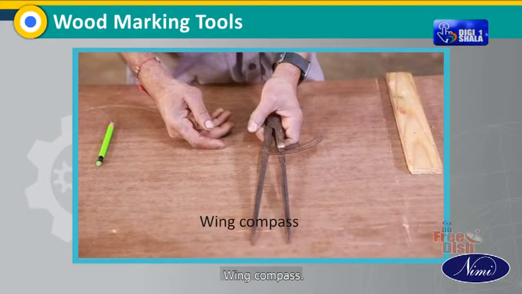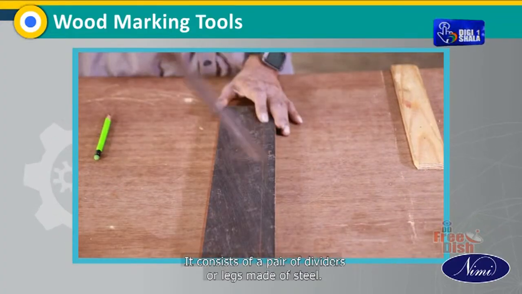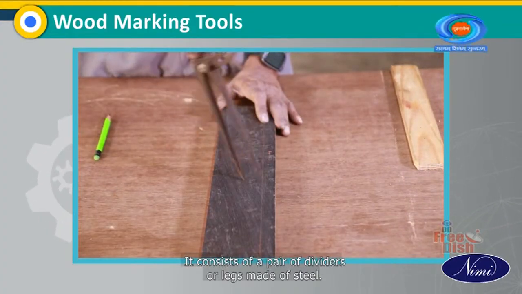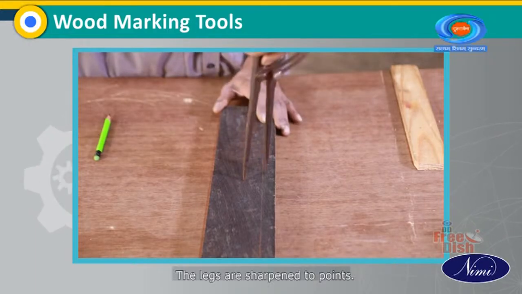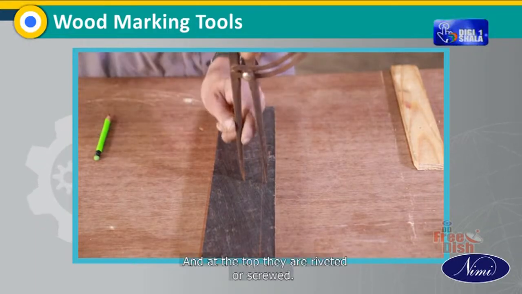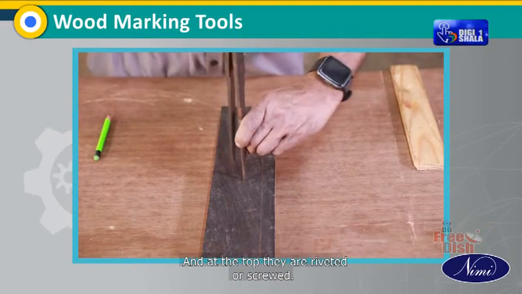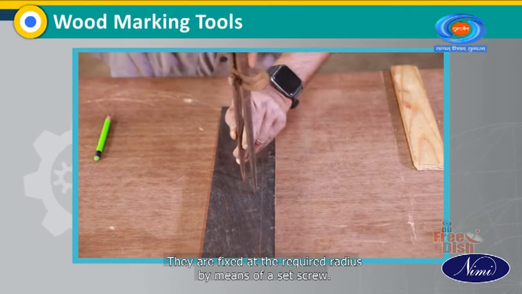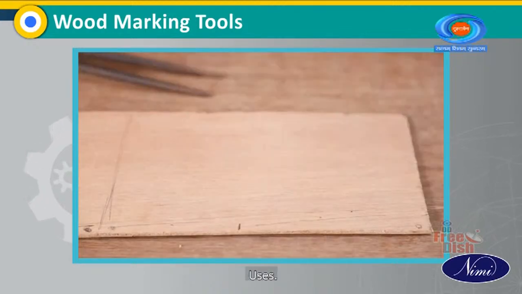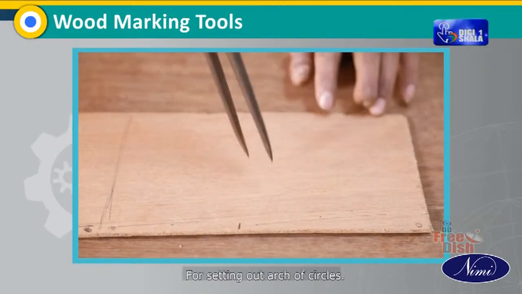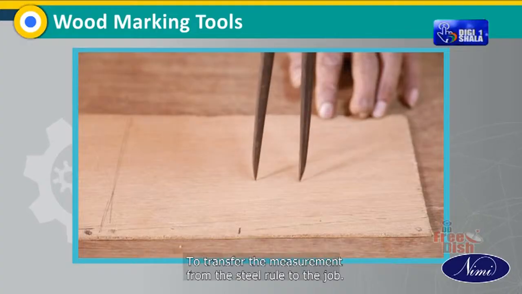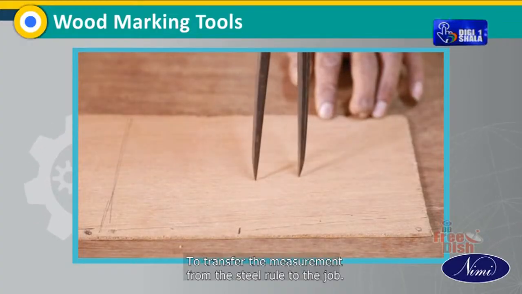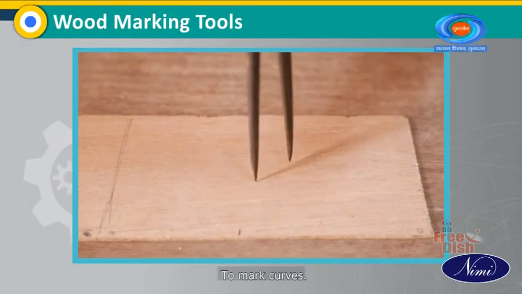Wing compass. It consists of a pair of dividers or legs made of steel. The legs are sharpened to points and at the top they are riveted or screwed. They are fixed at the required radius by means of a set screw. Uses: for setting out arcs of circles, to transfer the measurement from the steel rule to the job, to mark curves.